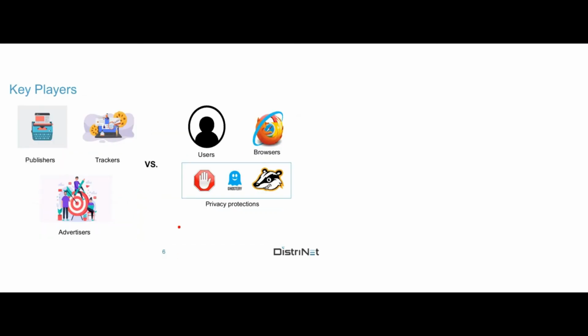So on the one hand, we have publishers, trackers, and advertisers who are aiming to monetize content that is shown to us users, versus the users who use browsers and privacy protection tools to block these trackers and protect the privacy of users online.